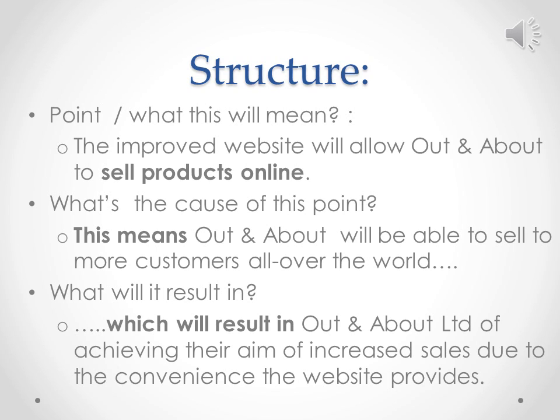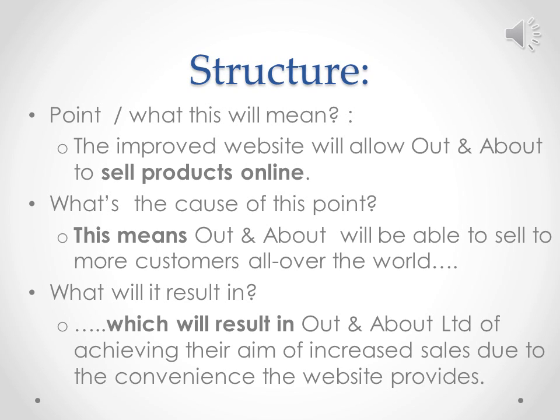This is a different question, and it's looking at having a website to sell their products. They currently have a website, but it's not very good. You can't sell products online. So the improved website will allow Out and About to sell products online. So there's the point I'm making. So the improved website will enable them to sell online. So then what's the cause? So what will this result in? This means Out and About will be able to sell to more customers all over the world.